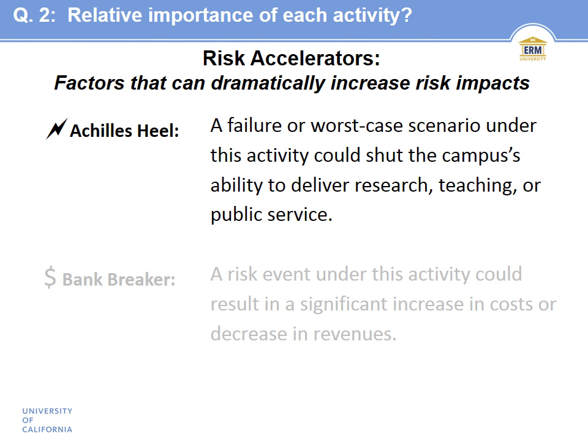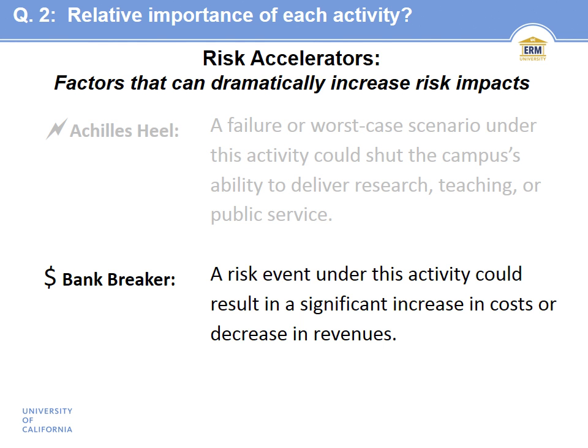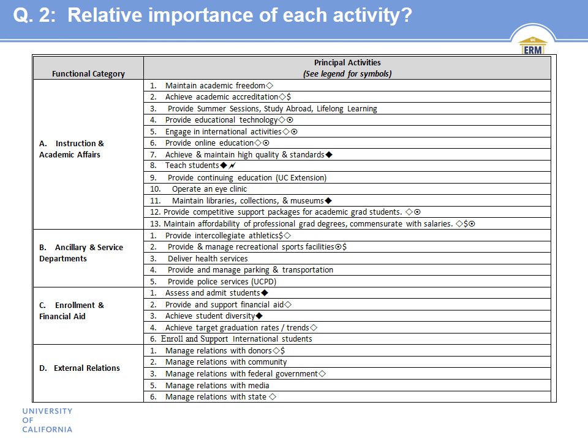Achilles heels are things like internet technology, the servers being up. It's the energy delivery to the campus to enable scientific experiments. And we also came up with what we call bank breakers. A risk event under this activity could result in a significant increase in costs or a decrease in revenue. So assigning all these things started to look like this. You see the symbols.